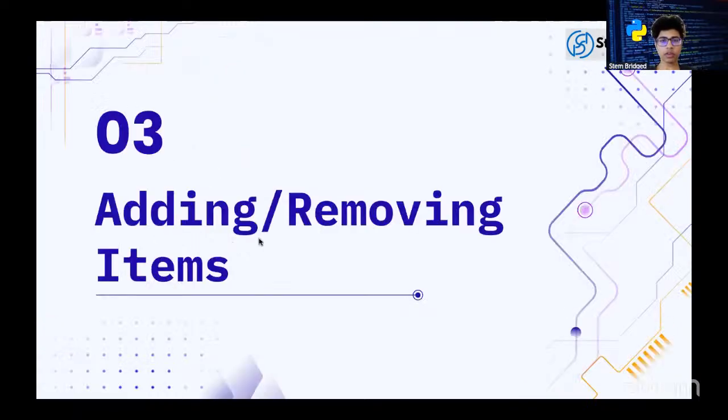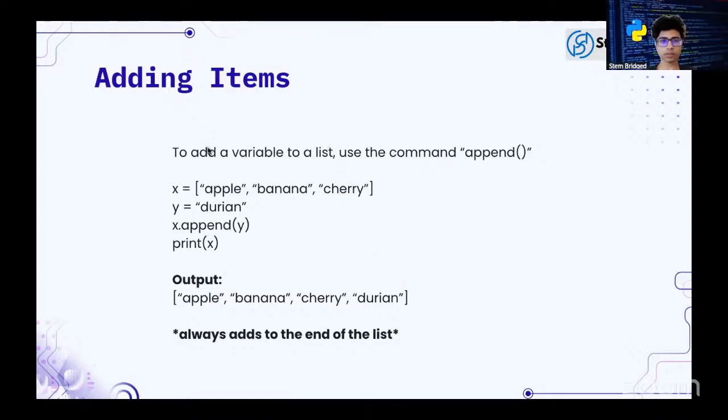Okay, how do you add and remove items from the list? To add a variable to the list, you can use the command append. So it's something like this. x is equal to apple, banana, cherry. y is equal to durian. And then you could do x dot append y, and then print x. So it will add y, which is durian, at the end of the list. Remember, dot append will always add to the end of the list. It won't add it to a random spot or at the start of the list. It's always going to be at the end of the list. So that's adding items.